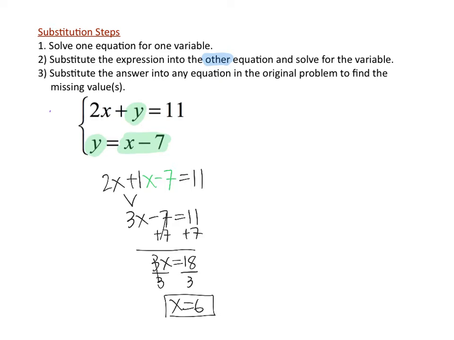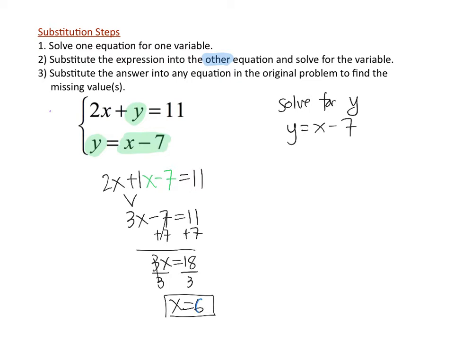Now I'm not done after I found the value of one variable. My equation has two variables, so I have to go back and find the other variable. So now I'm going to solve for y. It doesn't matter what equation I use to solve for y, and I always try to look for the easiest one. And to me, since this already says y equals, I'm going to say that is the easier one.